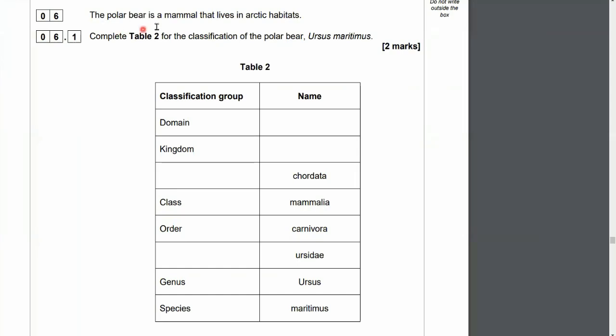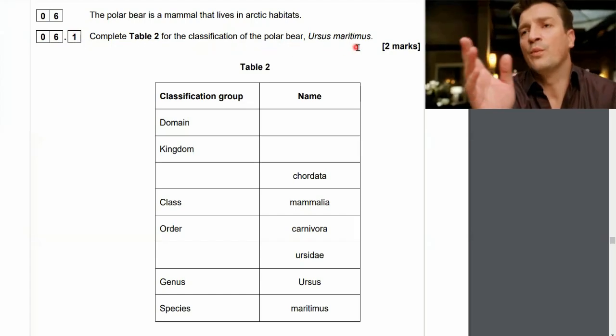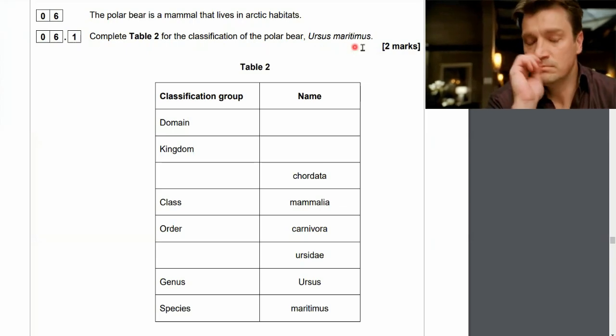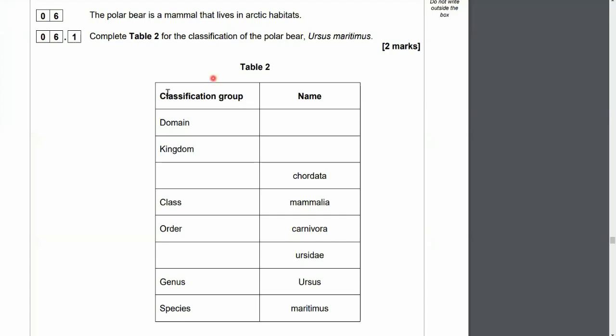Okay, question 6. The polar bear is a mammal that lives in Arctic habitats. 6.1, complete table 2 for the classification of the polar bear. Ursus maritimus. Maritimus. Oh my gosh, sounds a bit strange. Right, here we have the groups and here are the names.